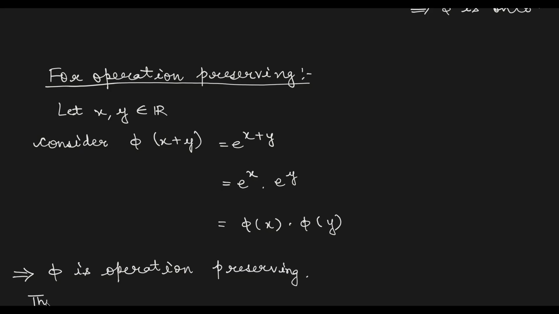Thus phi is an isomorphism, that is, real numbers with respect to the plus operation is isomorphic to R plus with respect to the multiplication operation.